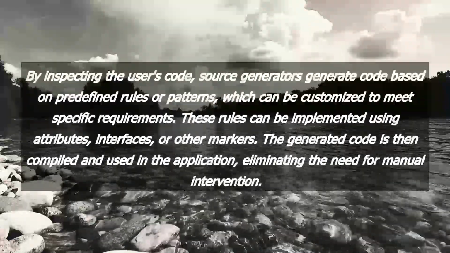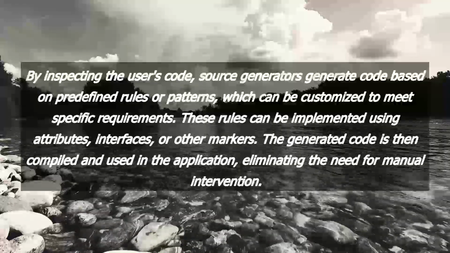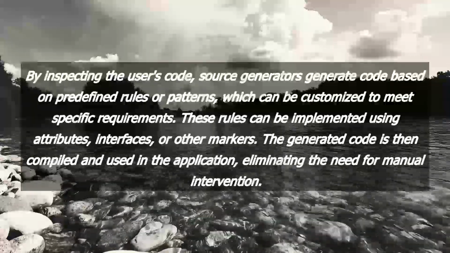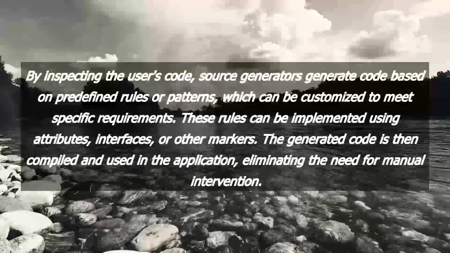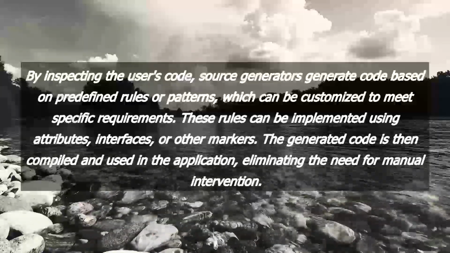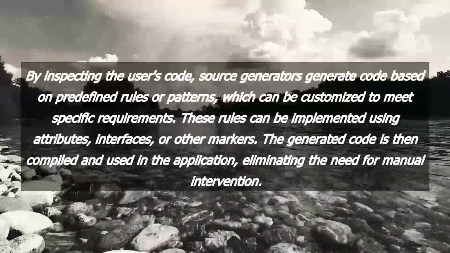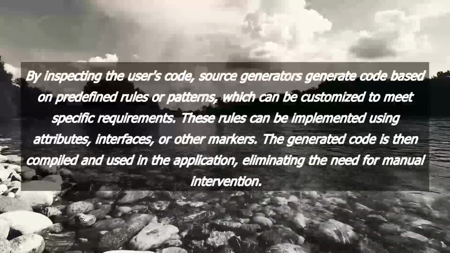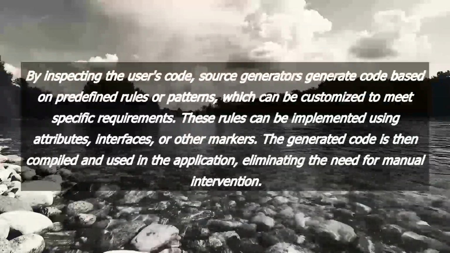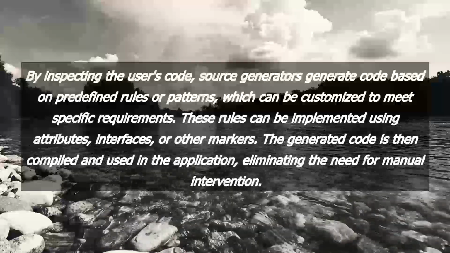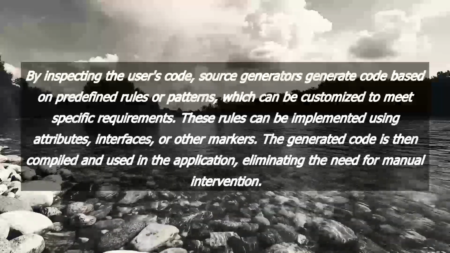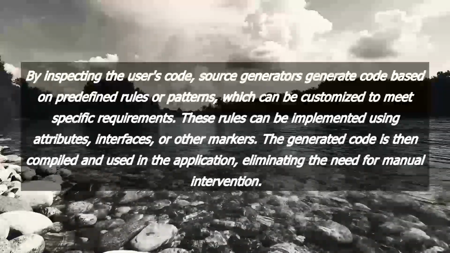By inspecting the user's code, source generators generate code based on predefined rules or patterns, which can be customized to meet specific requirements. These rules can be implemented using attributes, interfaces, or other markers. The generated code is then compiled and used in the application, eliminating the need for manual intervention.